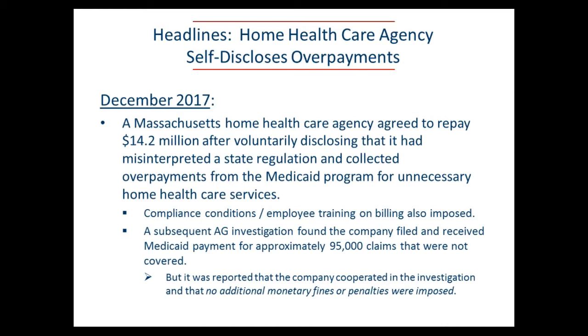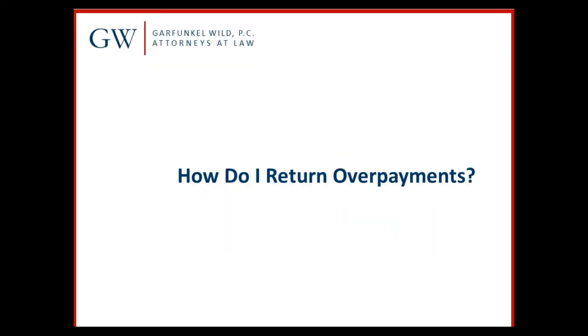I think this was a good example to give because although the money was obviously quite significant, if you look at the last bullet point on this slide, because the company cooperated, because it self-disclosed, there were no additional monetary fines or penalties imposed upon them. It was a straight dollar-for-dollar payback with a little bit of assurance that they would do training on a going forward basis. So that's just 3 recent examples that we've seen in the last 4 to 6 months.